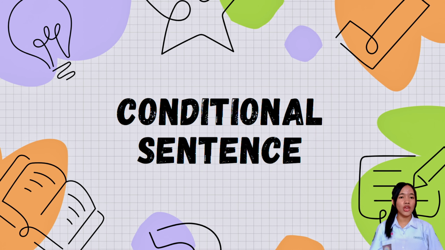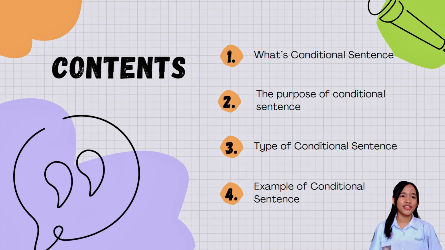Hi! In this video, I will be discussing conditional sentences. There are 4 things I will talk about, and the first one is what is a conditional sentence. The second is the purpose of conditional sentences. The third is the types of conditional sentences. And the last is examples of conditional sentences.